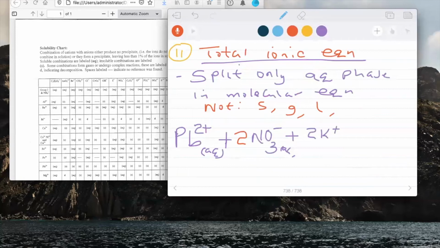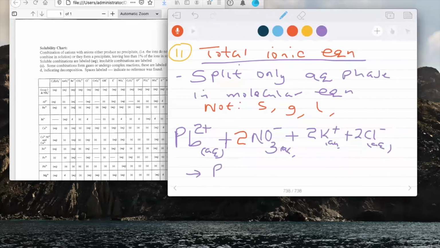2K positive aqueous plus 2Cl negative. The coefficient applies to both potassium and chloride. It's not only for potassium. So I've split the reagents into respective ions, and please indicate aqueous, or if it is solid, leave it alone as solid.